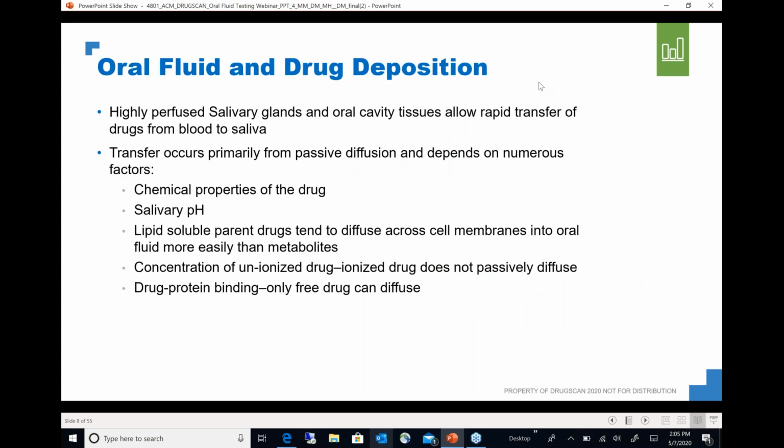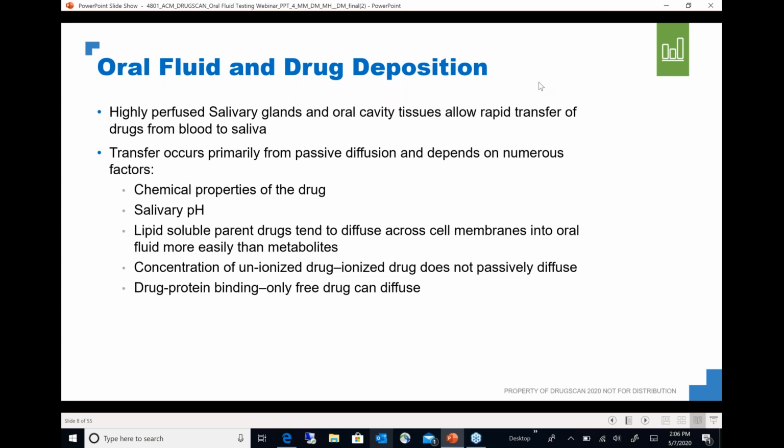Oral fluid and drug deposition: highly perfused salivary glands and oral fluid cavity tissues allow rapid transfer of drugs from blood to saliva. So what does that mean? That means that, generally speaking, in order for a drug to be identified in the oral fluid, it transfers from blood through the salivary gland and ends up in the oral fluid. This transfer occurs primarily from passive diffusion, which means that it doesn't require any particular mechanism in order to get from the blood into the oral fluid.